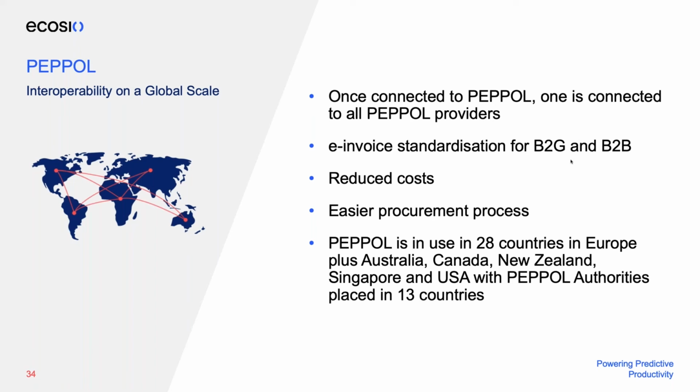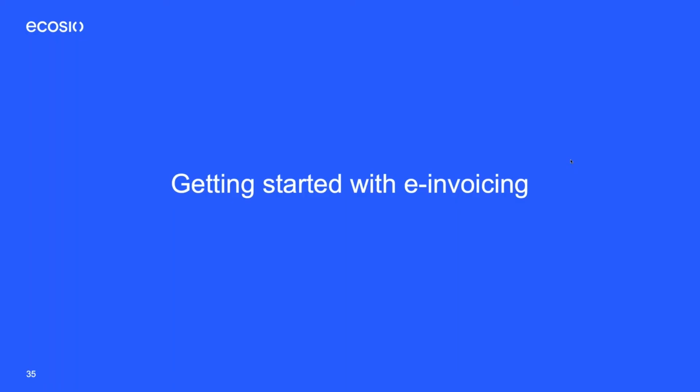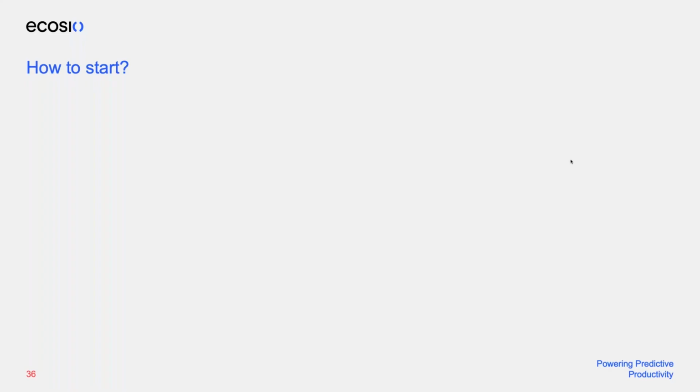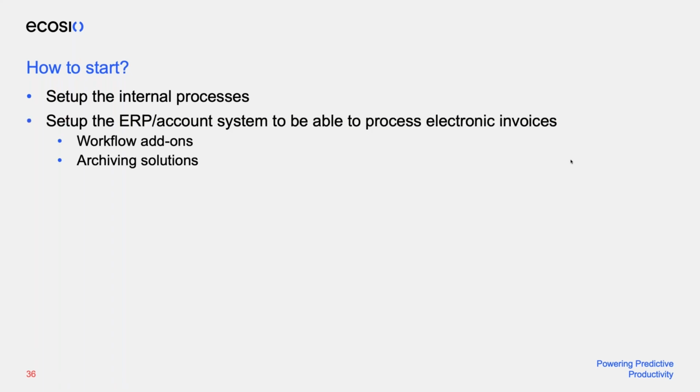So going from the technical details towards getting started, how do I actually start with e-invoicing in a company? Actually, the starting point is you need to set up the internal processes. Obviously, e-invoicing is different to paper-based accounts payable or accounts receivable. So there are some adaptations necessary. Second, you need to set up the ERP or accounting system in order to be able to process electronic invoices. In particular, workflow add-ons will certainly be required, and archiving solutions.